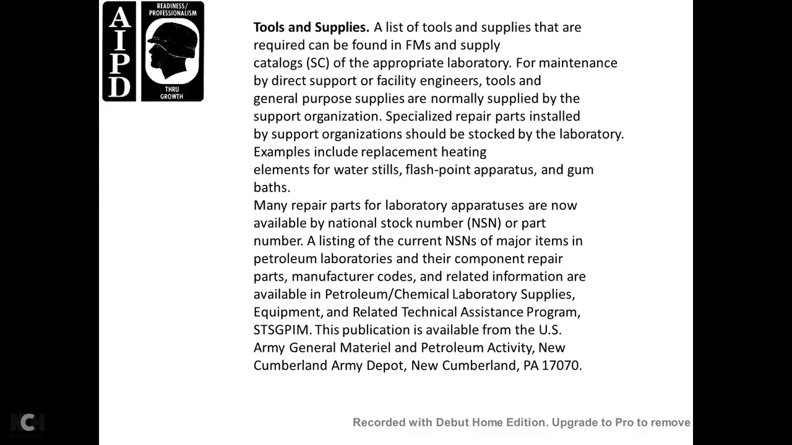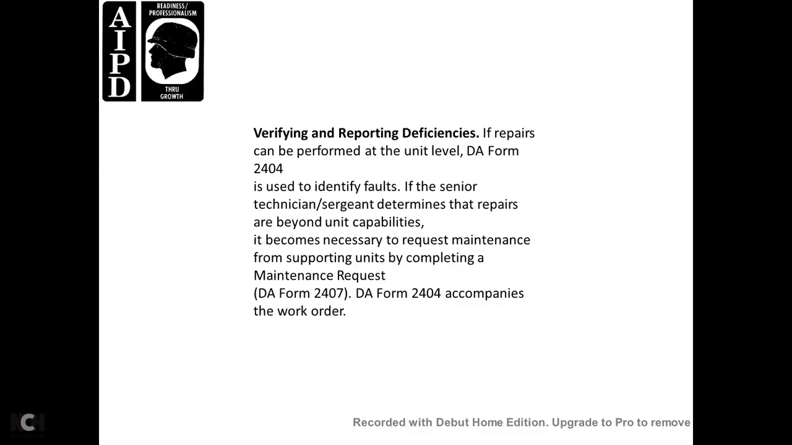Examples include replacement heating elements of water stills, flashpoint apparatus, and gum baths, which may be repaired with the laboratory apparatus. There are no available national stock numbers; part of the number is the listing of the current national stock number. Major item: petroleum laboratory. The component is a repair item of the manufacturer. Code-related information is available to petroleum chemical laboratory supplies, equipment, related technical assistance program or STSGPIM. The publication is available from the U.S. Army General Maintenance Petroleum Activity, New Cumberland Army Depot, New Cumberland, Pennsylvania 17070.